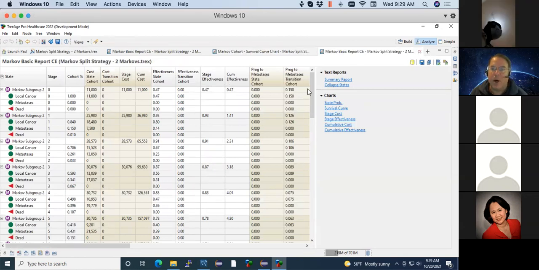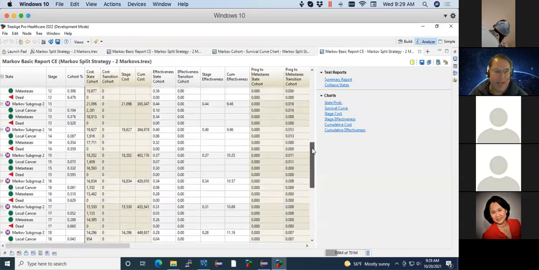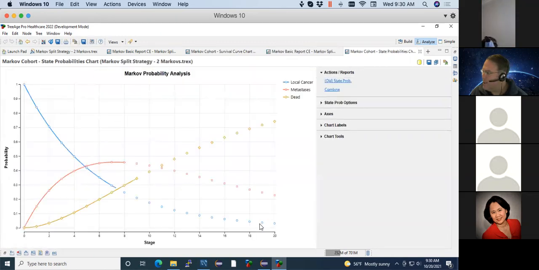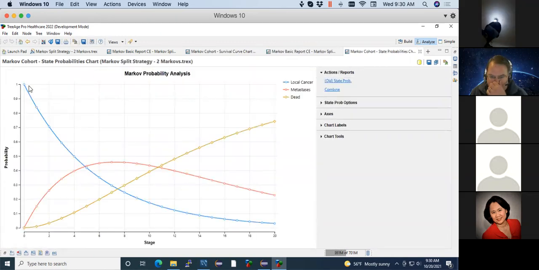Sometimes with all this data, and this movement amongst the states, it can be hard to fully understand what you're seeing. You can't really tell the trend by just looking at the numbers. So if you run the state prob, you get a feeling for the trends, what's happening. And oftentimes you can identify a problem with your model.